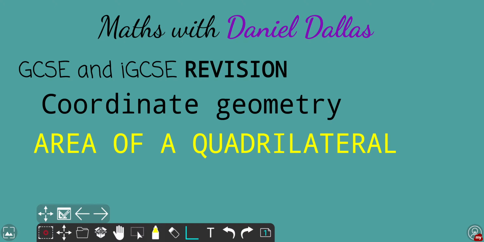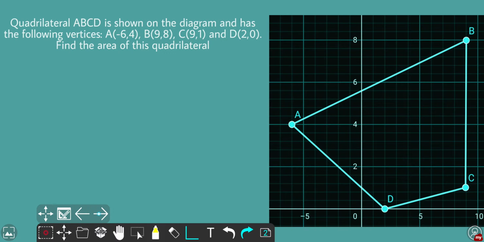Welcome to another video, guys. This is about coordinate geometry, and I would like to show you how to find quickly and efficiently the area of any compound shape. I will demonstrate using a quadrilateral. So here is the problem. Let's have a look. Pause the video, try to do it on your own, and then let's have a look at my explanation.